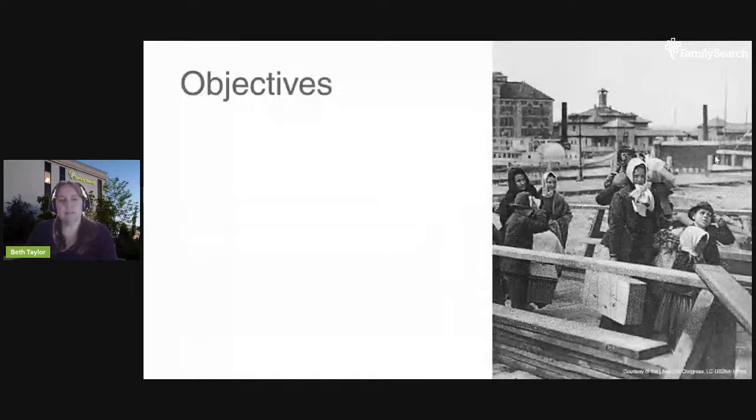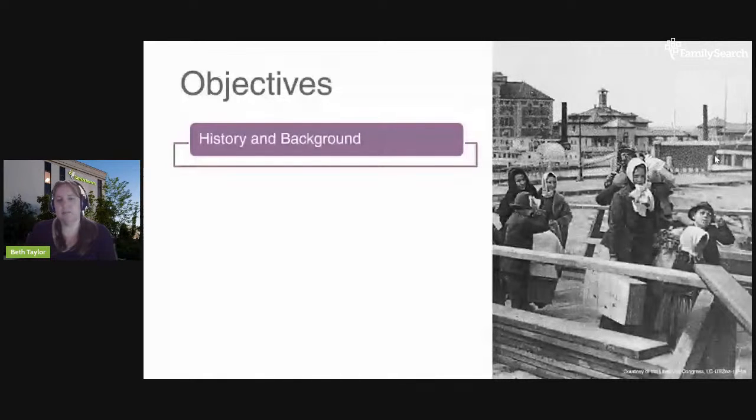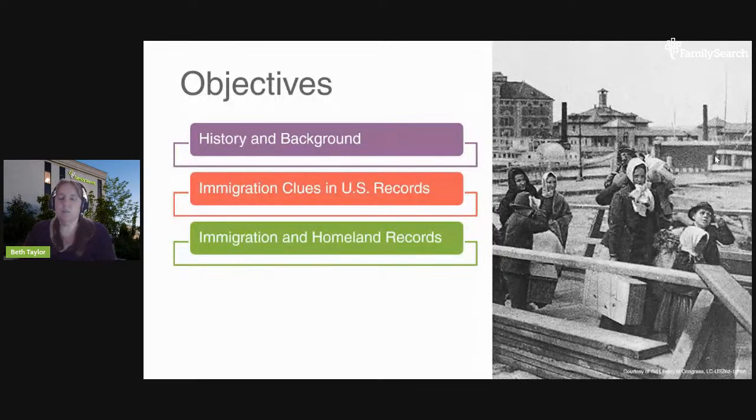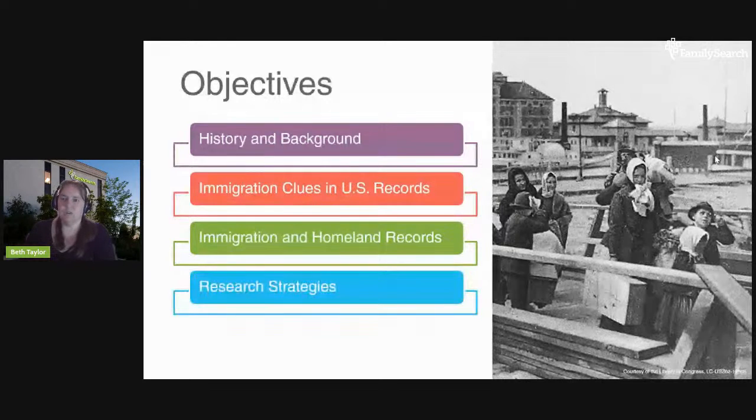So our objectives today, we are going to start with some history and background of immigration. We're going to talk about the clues that you're going to find in U.S. records. What records here in the United States are going to give you some clues about your immigrant ancestor. Then we'll talk about the immigration records here in the U.S., some various types of records, and then also delve a little bit into a few resources you can use in the country of origin or your ancestors' homeland, though these are kind of last resort records.